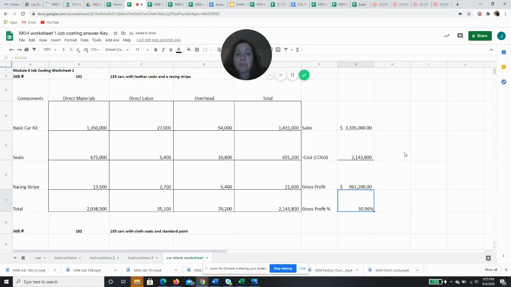Is that good? Is that bad? I don't know. I mean, it would depend on what our target was, what other car manufacturers get. But we don't have that information, so we can't tell. But we are going to compare three different jobs, so we can see if there's any sort of trend.